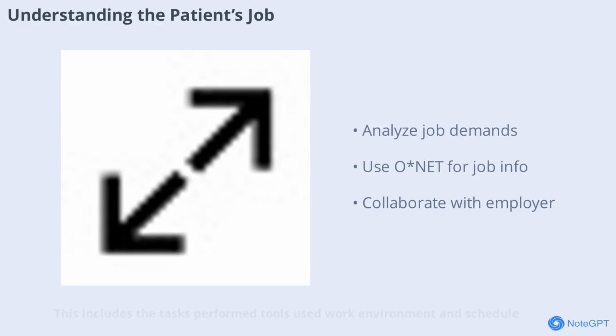This includes the task performed, tools used, work environment, and schedule. Resources like the Occupational Information Network (O*NET) help therapists and patients identify key job requirements. Input from the employer and direct observation of job tasks can further clarify what is needed for a successful return. This detailed understanding guides both assessment and intervention, ensuring that therapy is relevant and practical.